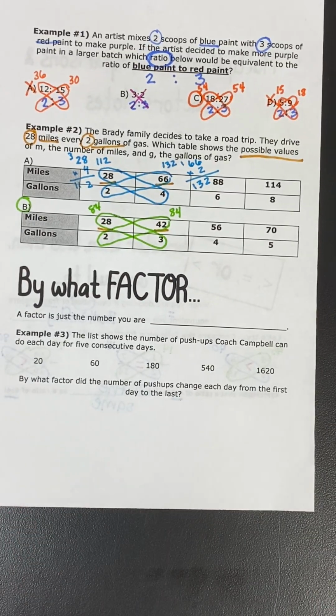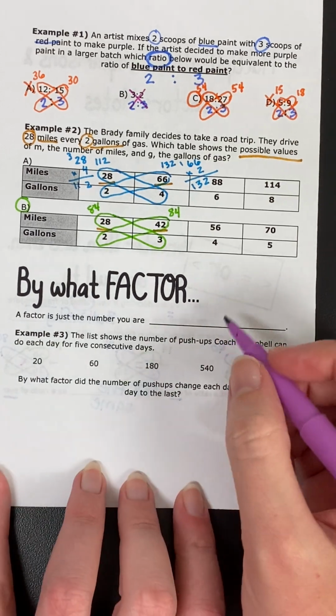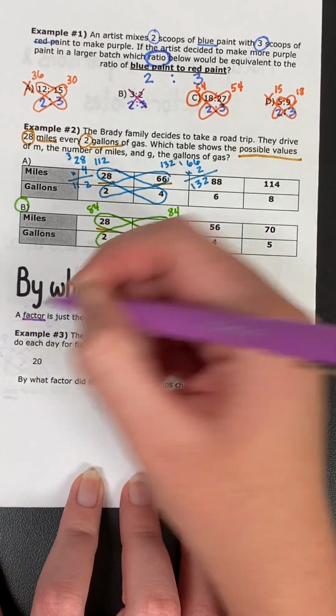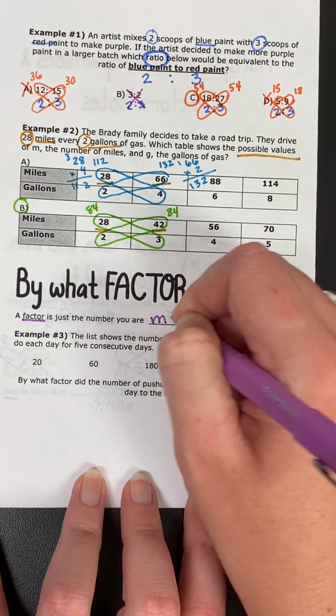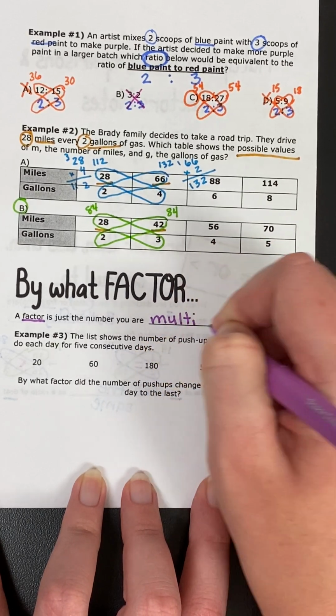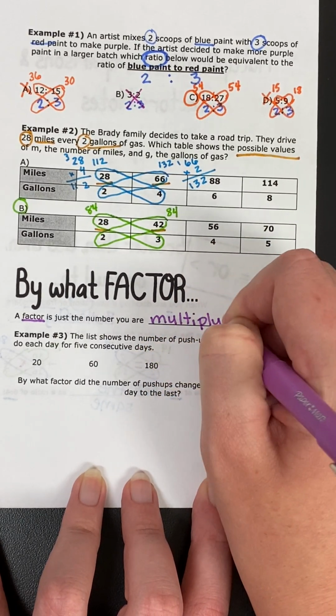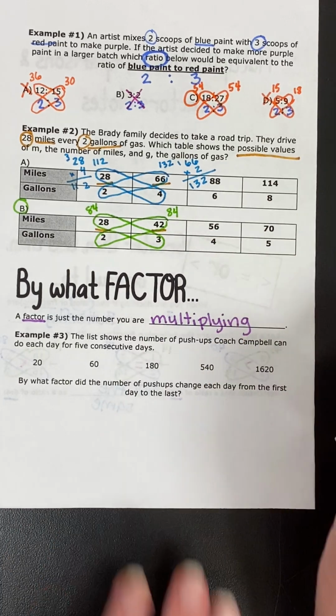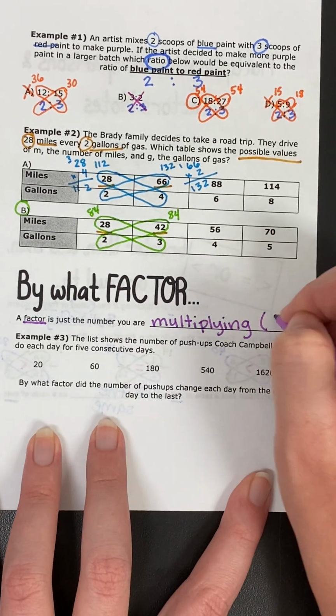Now we're going to move on to factors, okay? Factor is a big key word. That's a good vocabulary word for us. Factor is just a number you are multiplying. So when we see factor, we need to say, okay, we are doing multiplication.